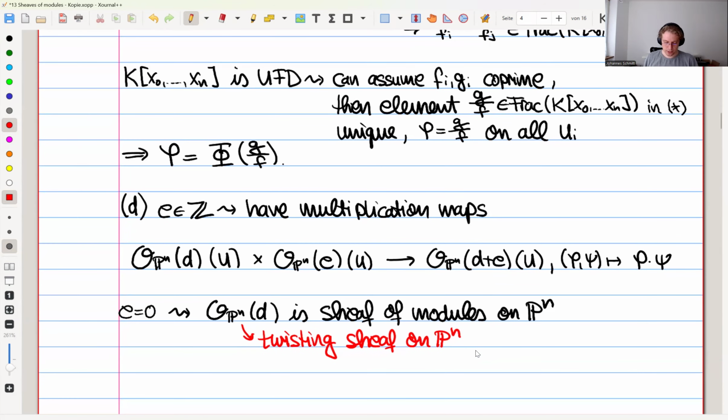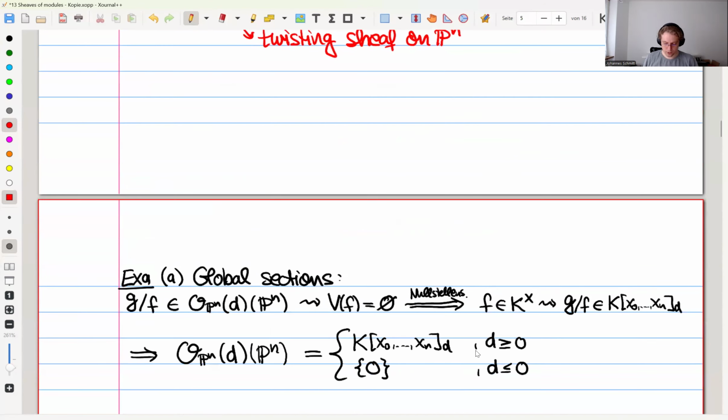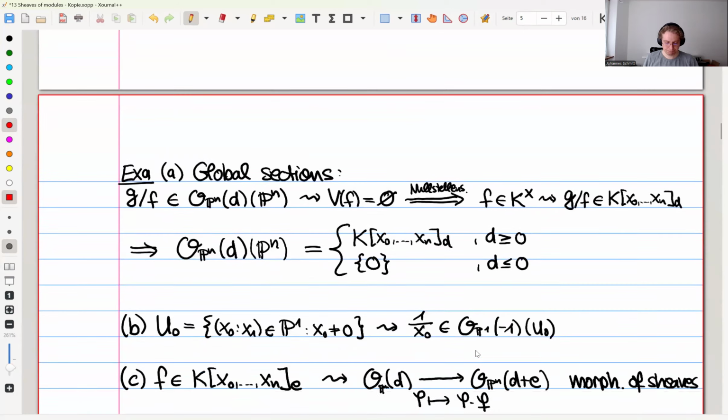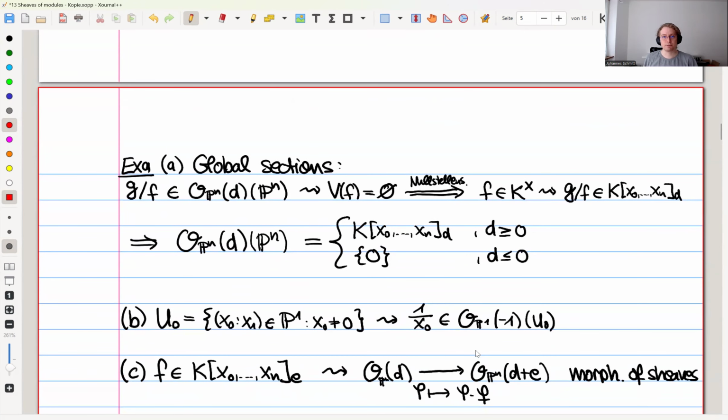Okay. So, here we just check this list of properties. You can go through it again carefully for yourself. But in principle, describing the sections is not so hard. It's just these kind of fractions of homogeneous elements. So let's do some example computations with these sheaves, and we're going to use many of those later.